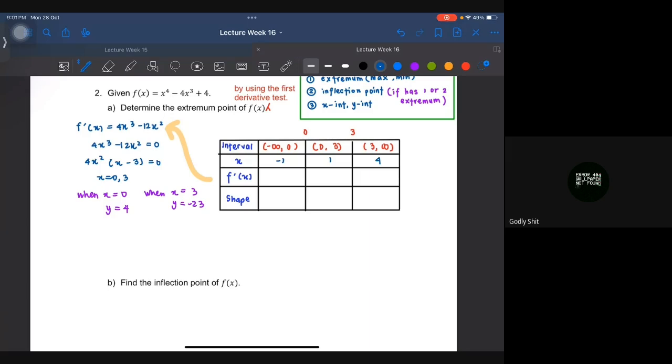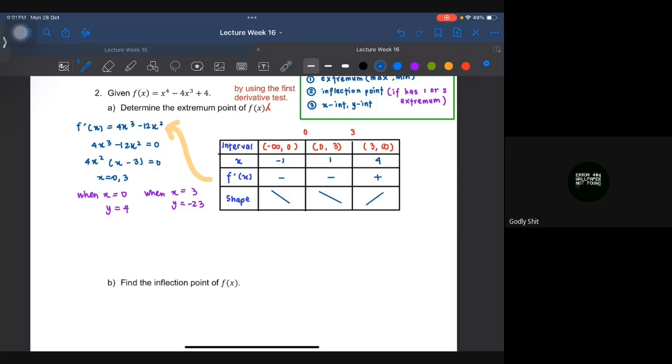First kita akan dapat dia negative, and then we have negative as well. Lepas tu baru awak jumpa positive over here. Okay, so let's do the shape of the graph. So negative, you know that it's going down like this. Okay, and then negative lagi, turun ke bawah lagi. And then kalau positive, dia naik ke atas like this.